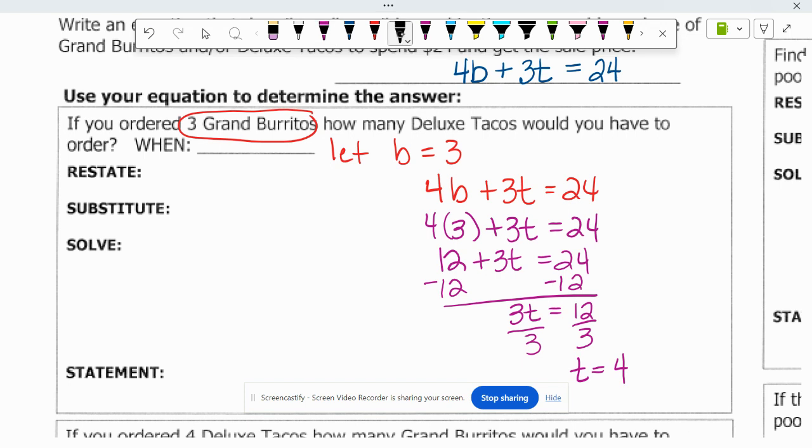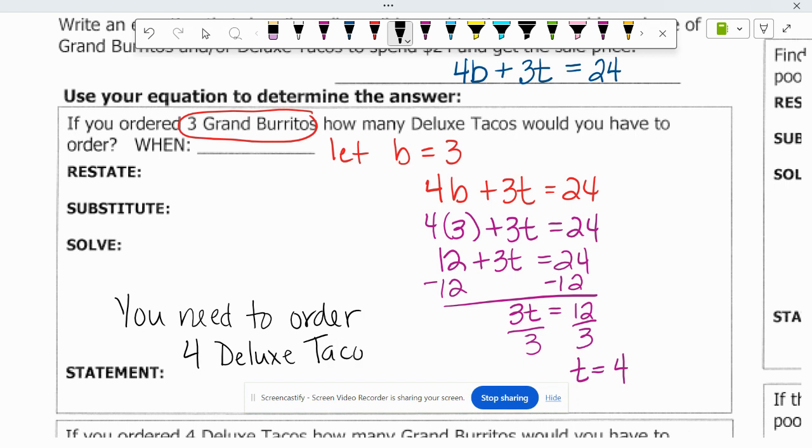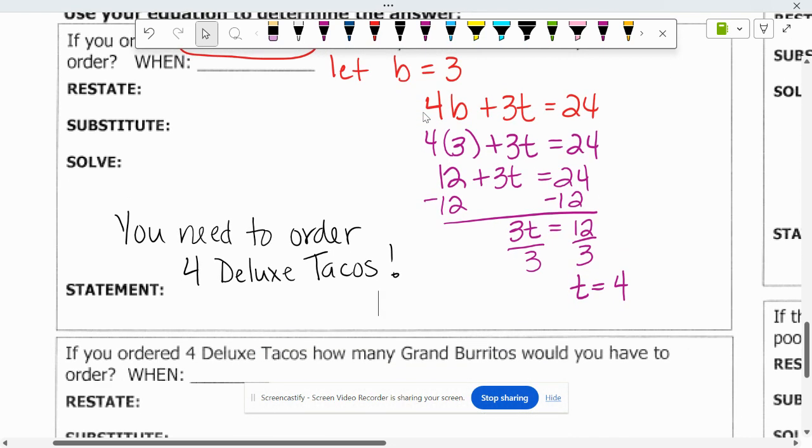My statement is, yeah, you need to order 4 deluxe tacos. Does this make sense? Okay. So is it okay? Is everyone done with that? Can I slide up a little bit?